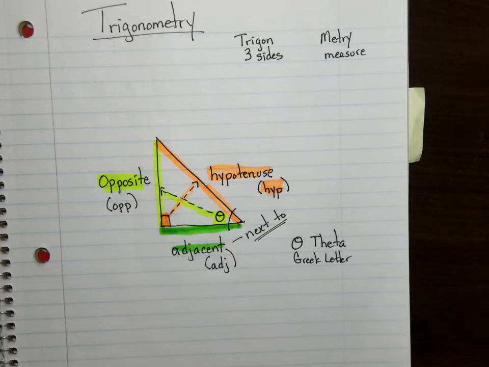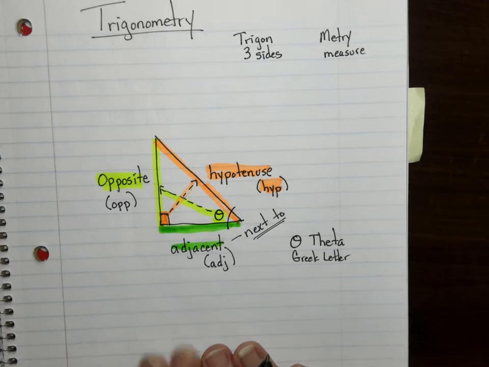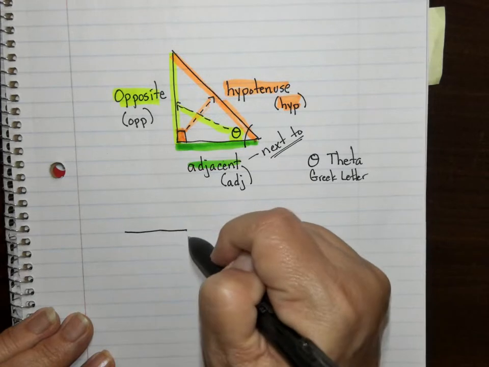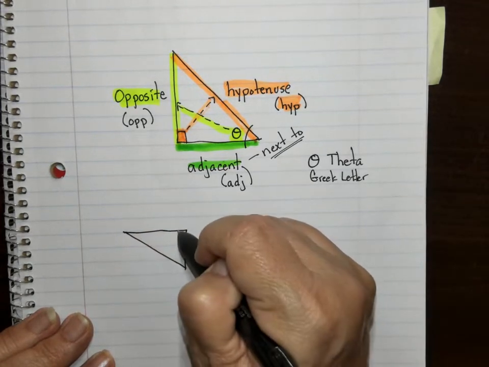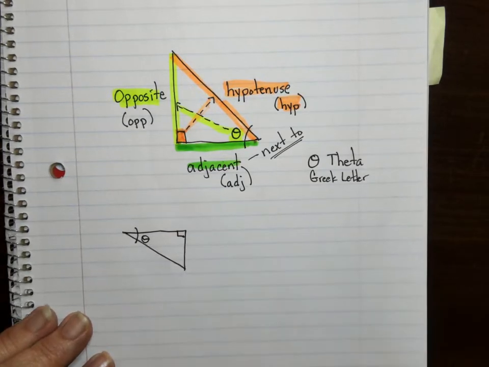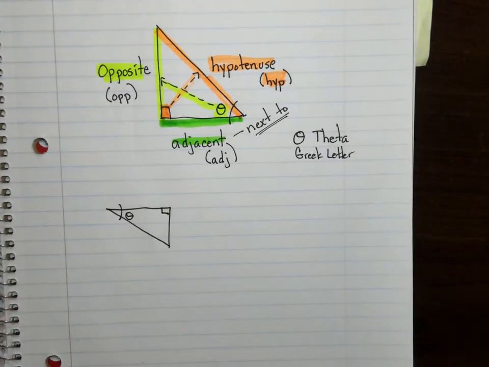Alright, so first thing, to see how well you can organize this information for yourself, I'm going to draw a different little right triangle down here, and your job is to mark hypotenuse, opposite, and adjacent, where you think they go. Alright, so take that triangle and label HYP for hypotenuse, OPP for opposite, and ADJ for adjacent.